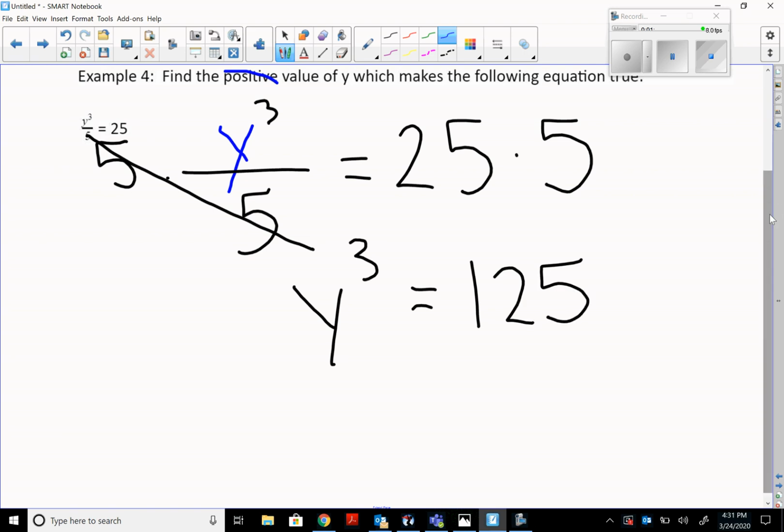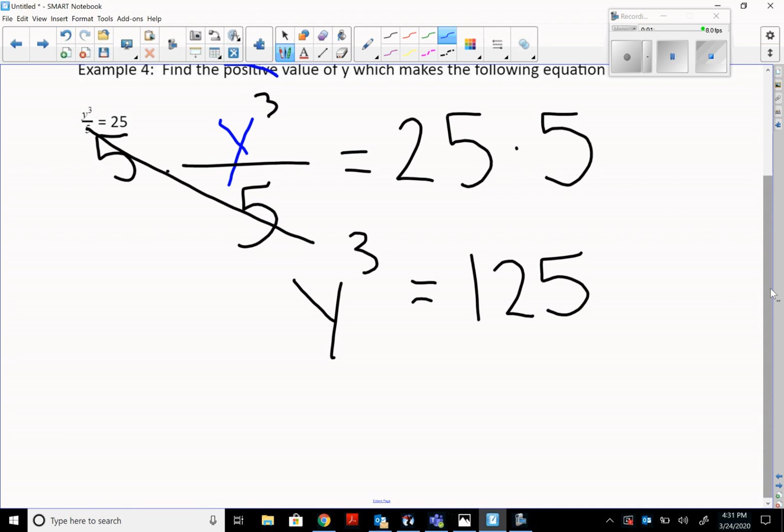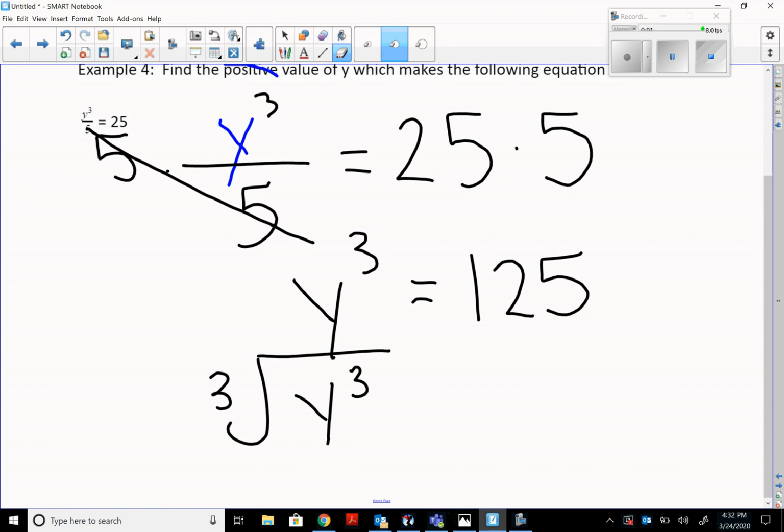So the last step in isolating that variable is to use the inverse operation of raising a number or a variable to the third power, which is to take the cube root. So now I'm going to take the cube root of both sides. So remember, when you take the cube root of something that's being raised to the third power, it basically cancels it out. So I'm going to erase it to show you that it does cancel.